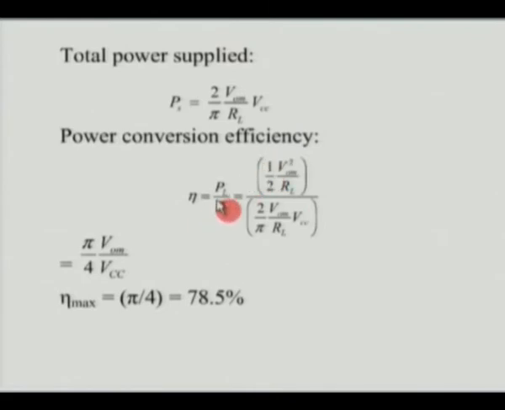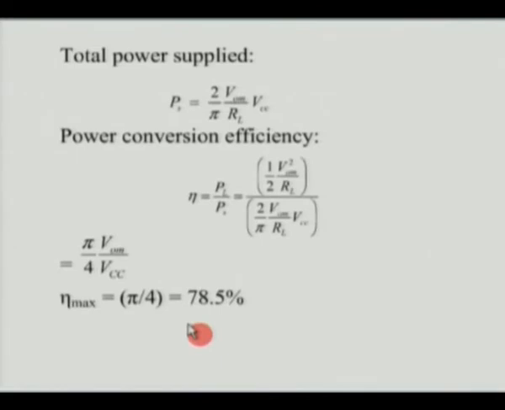We see eta, the power conversion efficiency, as PL by PS, as half VOM square by RL, which is the power delivered to the load, divided by the power supplied, which is 2 by pi times VOM into VCC by RL. Now this we would get to be pi by 4 into VOM by VCC. Now eta max happens when we have VOM equal to VCC. That gives us 78.5%. This is an extremely large number.